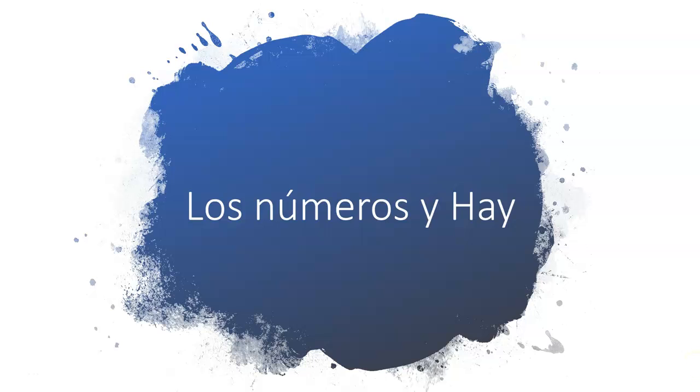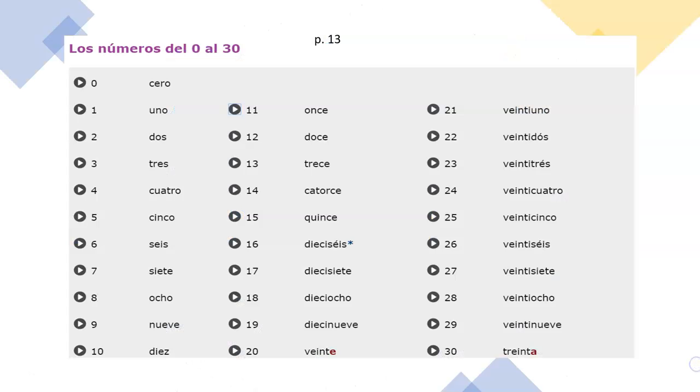Okay, we're going to talk about los números and the word hay. To start with los números, these are found in your textbook on page 13. To hear the pronunciation on your e-text, you can click on the arrow and hear the pronunciation. So I'm not going to go through the pronunciations with you or even the number vocabulary, okay? You can do some practices through Quizlet, and then we're going to go through ways that we use numbers, and hopefully that'll help you start learning some of the upper numbers, right?